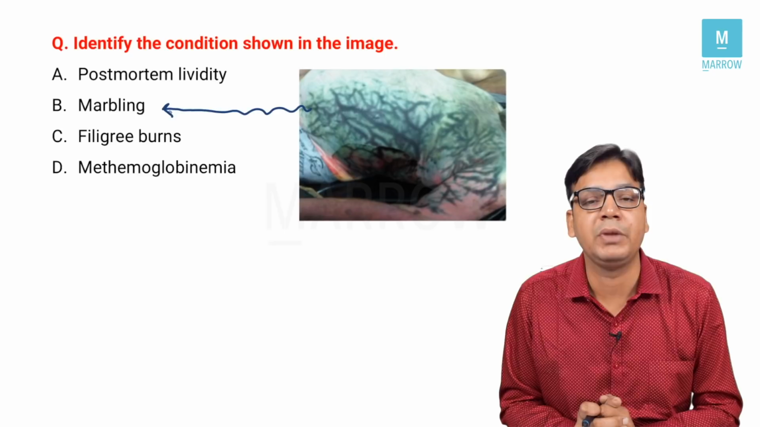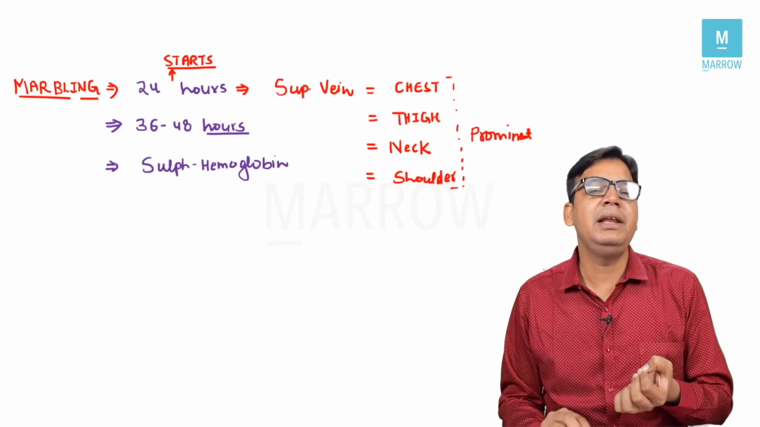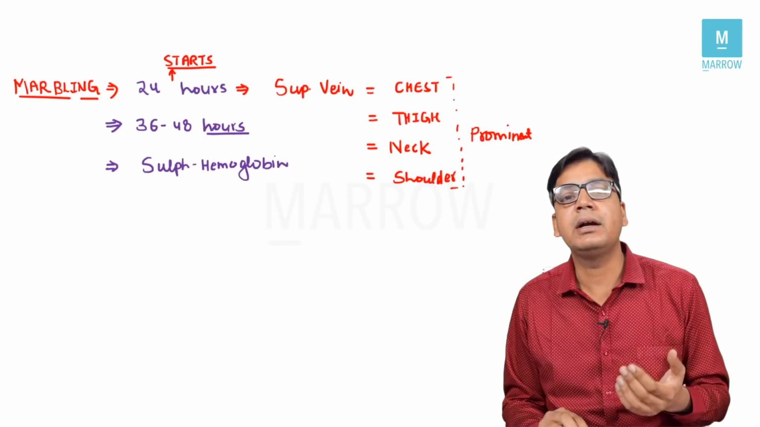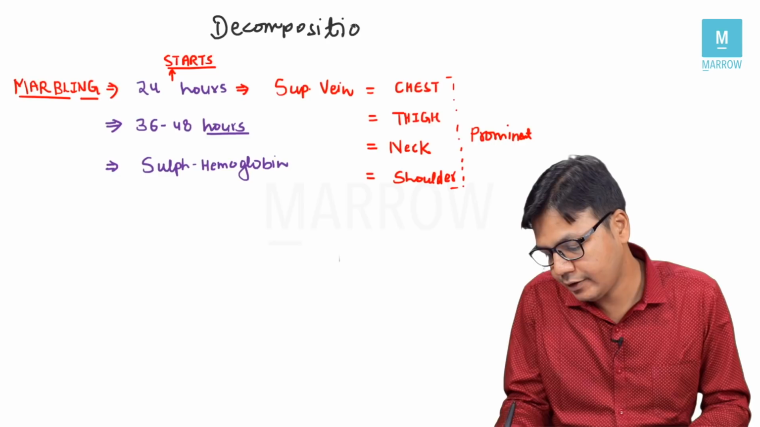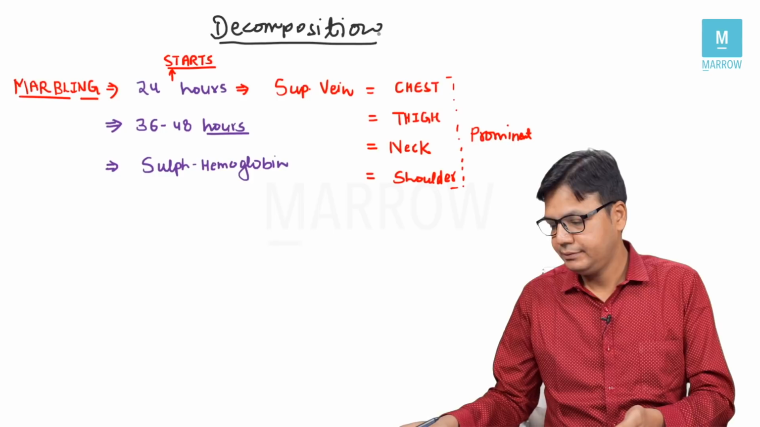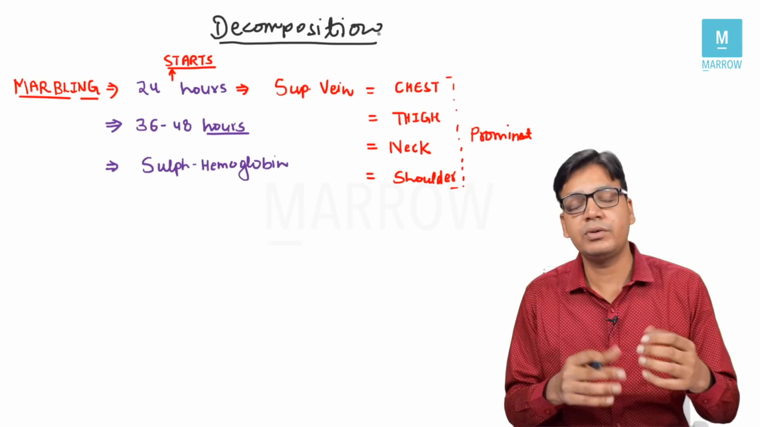Marbling kya hoti? What is marbling? Sir, marbling is a finding and it's an external change of decomposition. So here I'm mentioning decomposition change. Sir, how to differentiate decomposition from putrefaction? Decomposition is an external change. Putrefaction is an internal change. So, doctor, sir, aapki body ke andar jo changes hote hain, unko bolte hain putrefaction. And the outside changes, external changes are known as decomposition.